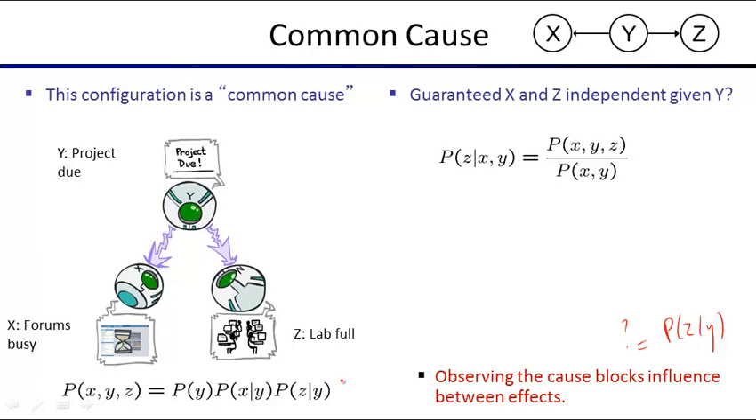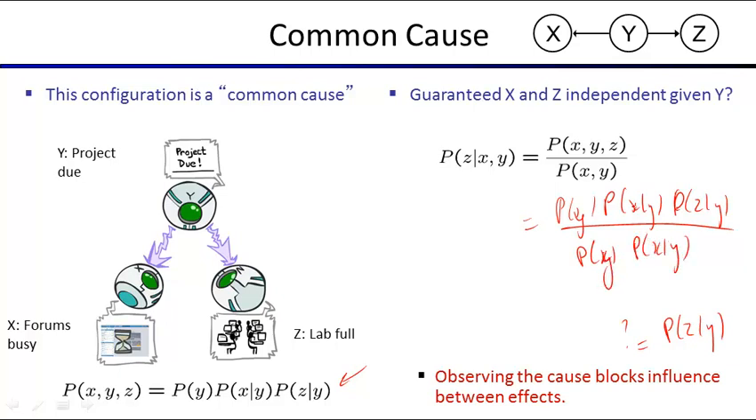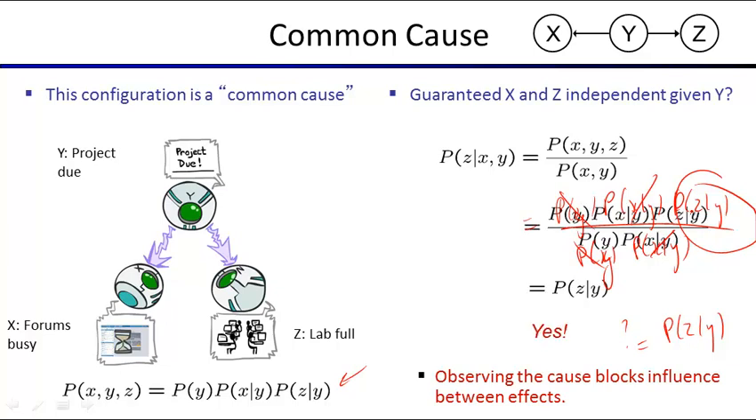So what do we have to work with? This thing over here. Fill that in. P(y) P(x given y) P(z given y), divided by P(x, y), which is, actually in this case we'll use P(y) times P(x given y). Cancel, cancel, and hooray, there it is. We have P(z given y) is equal to P(z given x and y). So we just showed that, yes, there is conditional independence of x and z given y.